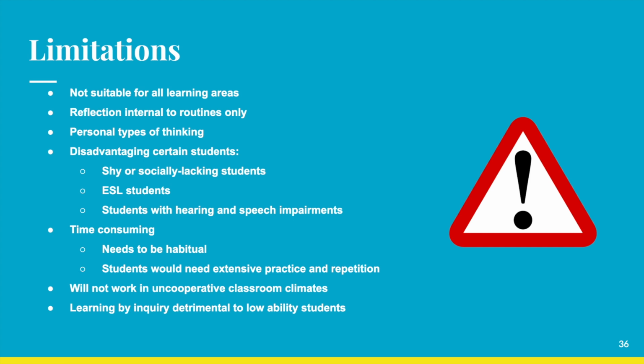The verbal and social process of visible thinking may also disadvantage shy or socially lacking students who do not want to openly contribute, or students whose English is their second language, who do not know how to express their thoughts eloquently. Students with hearing and speech impairments might also be highly affected, as they might not be able to contribute and learn verbally.